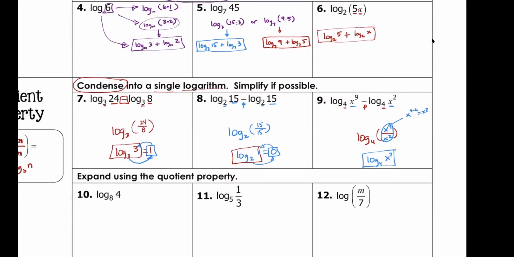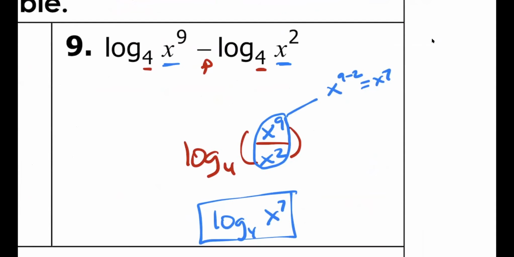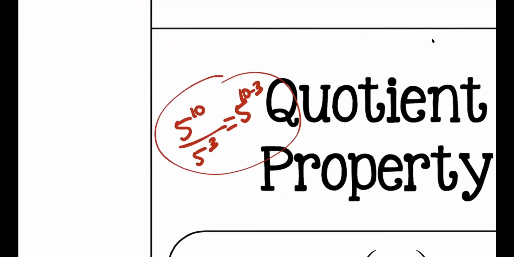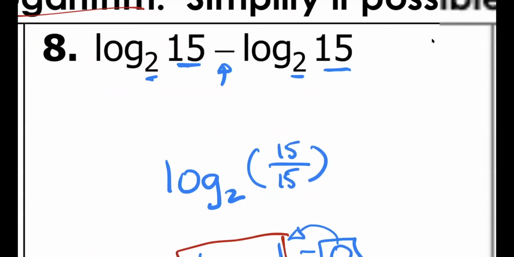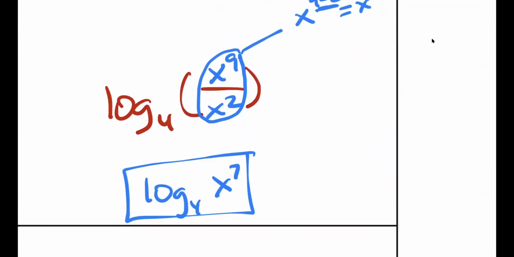Mister, can you go over number 9 again? I got distracted. So we put the X to the 9th on the top, X squared on the bottom, right? And this goes back to our rule I was telling you about. When you have the same base and you're dividing, you subtract the exponents. So that's what we're going to do here. I have the same base, X, and I'm dividing. So I'm going to subtract the top exponent minus the bottom exponent. X to the 9 minus 2, which becomes X to the 7th. All right.